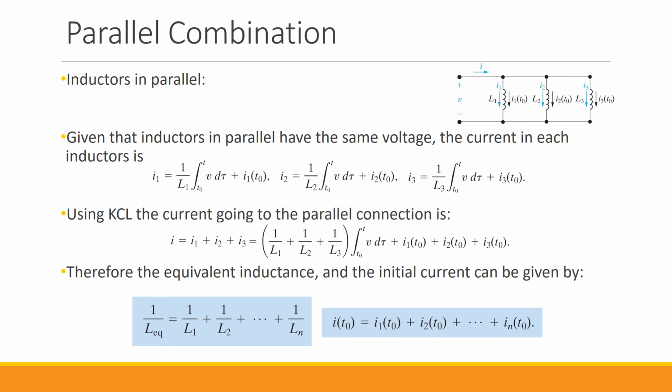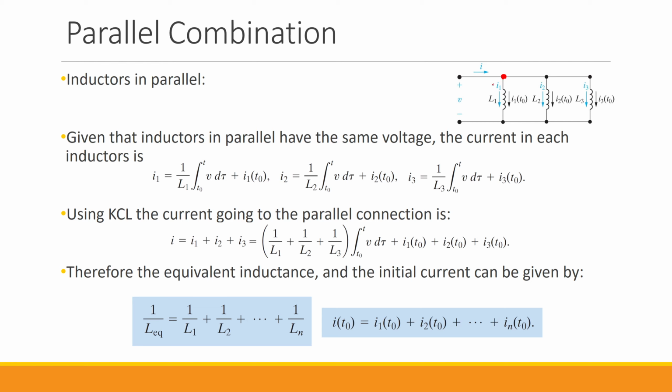To get the equation, we can write the KCL for this node, because we know that the sum of all the currents that enter any node equals the sum of all the currents that leave that node. So here we have I entering this node and I1, I2 and I3 leaving the node, so I should be equal to I1 plus I2 plus I3.